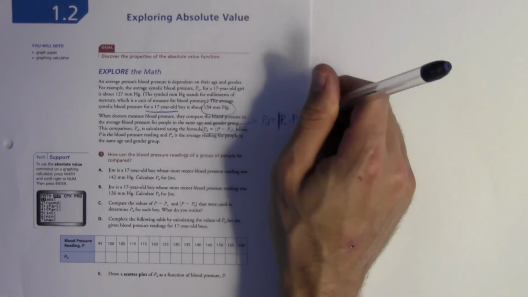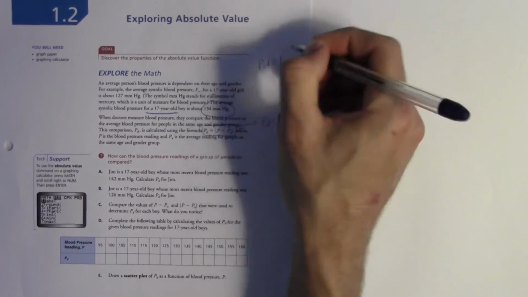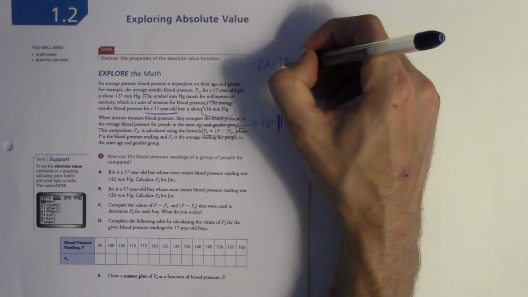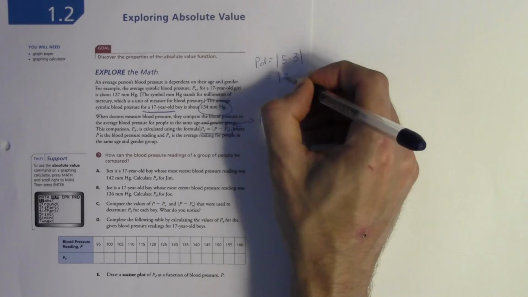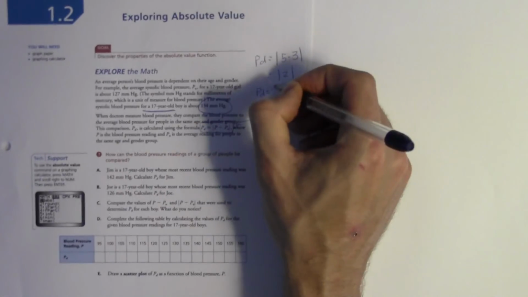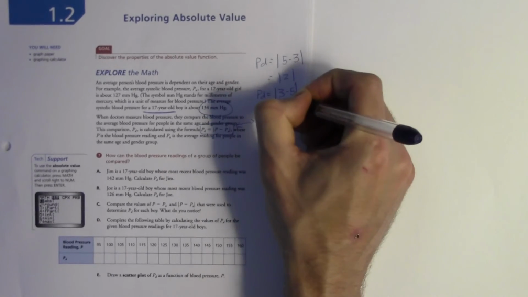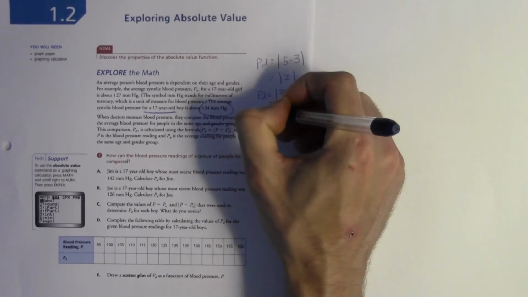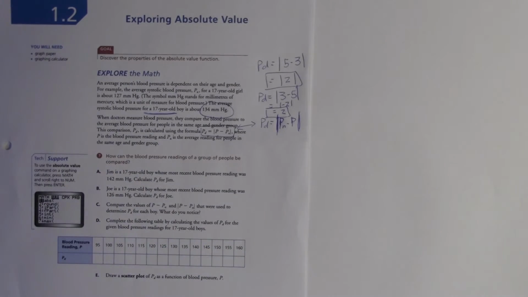Exactly. And so just like if we had 5 minus 3, we're going to get the absolute value of 2. If we had 3 minus 5, we're going to get the absolute value of negative 2, which is 2. Does that start to make sense now? So there is no difference there. Any questions?